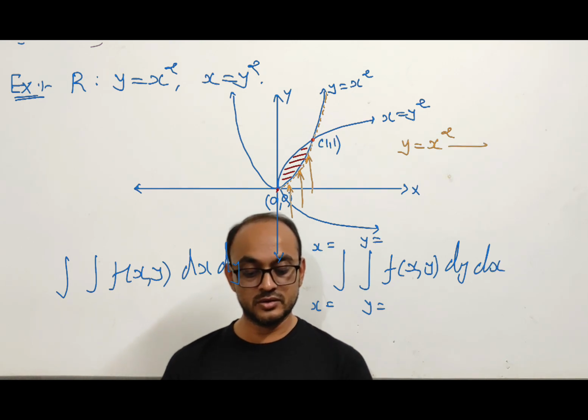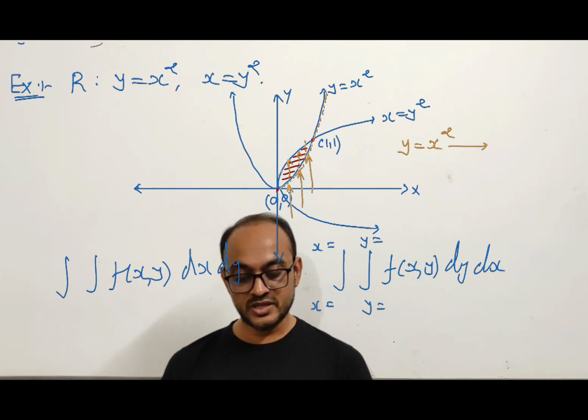We are moving ahead in the region and we exit from this curve. What is the equation of this curve? See, this is our exit.